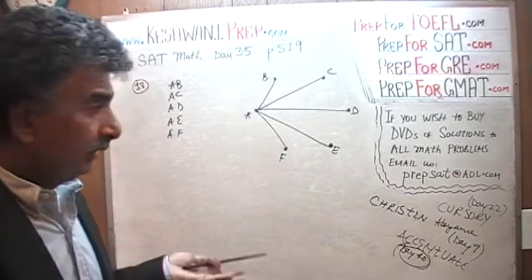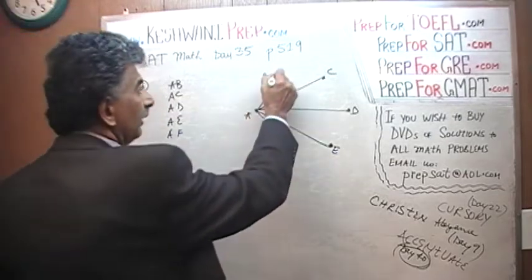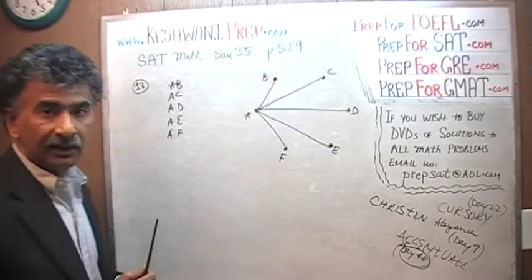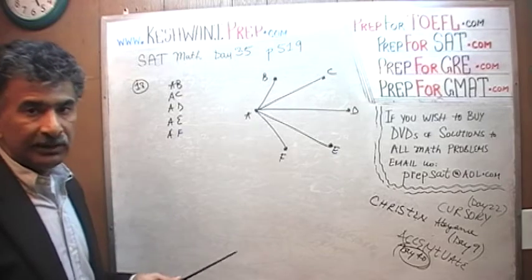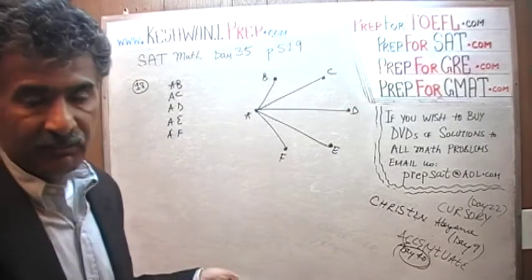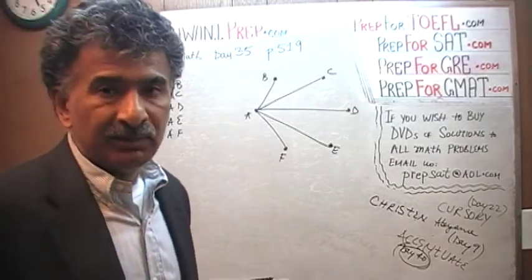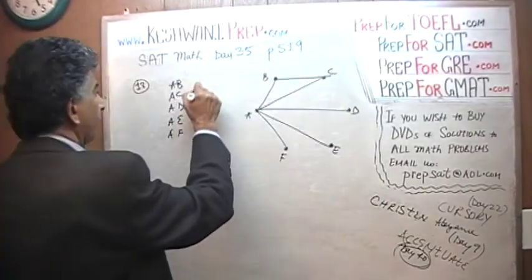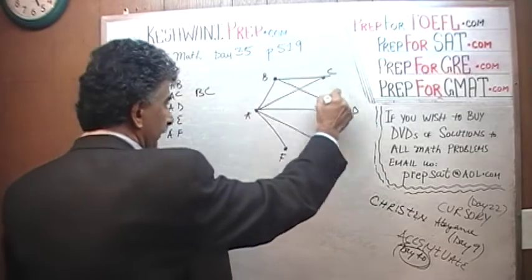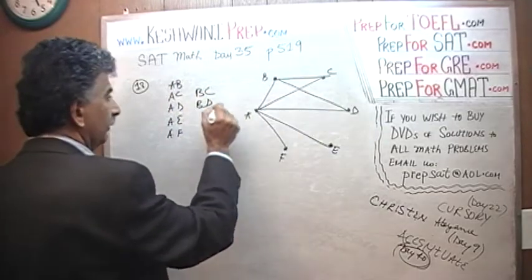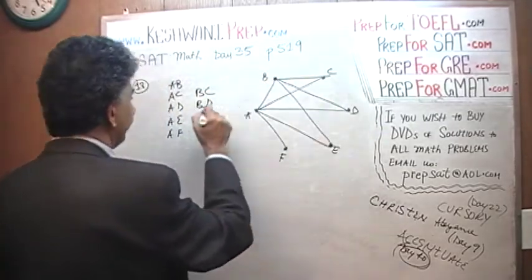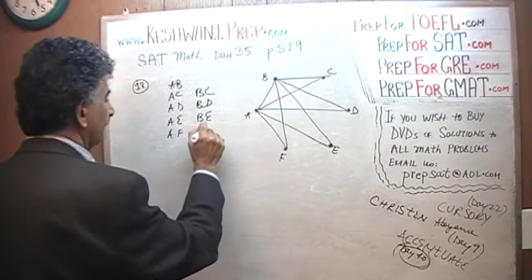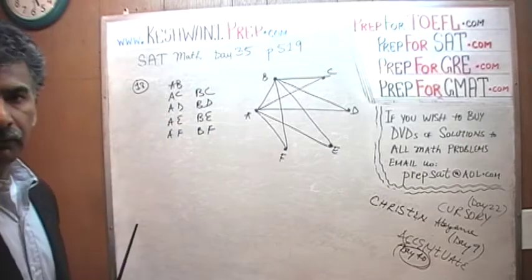Once we have done that, if you start with B, we cannot count B to A as another line. That's already been used. The line from B to A is the same as the line from A to B. So we're going to have one less than before. So we're going to have B to C. We're going to have B to D. We'll have B to E. We'll have B to F. And that's it. We're going to have 4 lines.